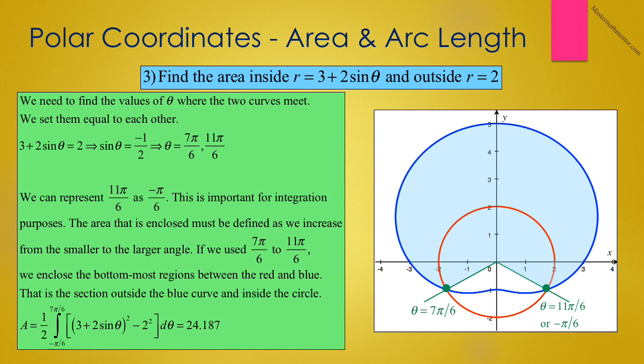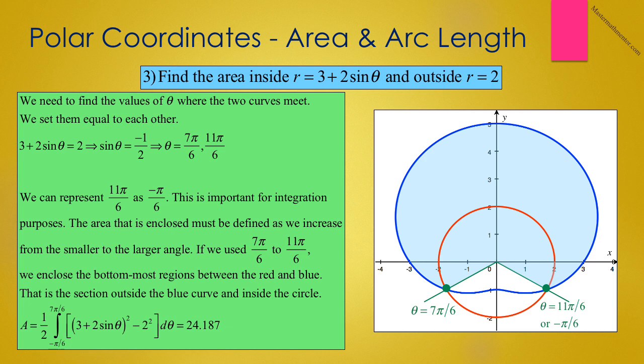The area that is enclosed must be defined by an integral as we increase from the smaller angle to the larger angle. If we use 7 pi over 6 to 11 pi over 6 in our limits of integration, we enclose the bottommost region between the red and blue. That encloses the section outside the blue curve and inside the circle, and we don't want that.